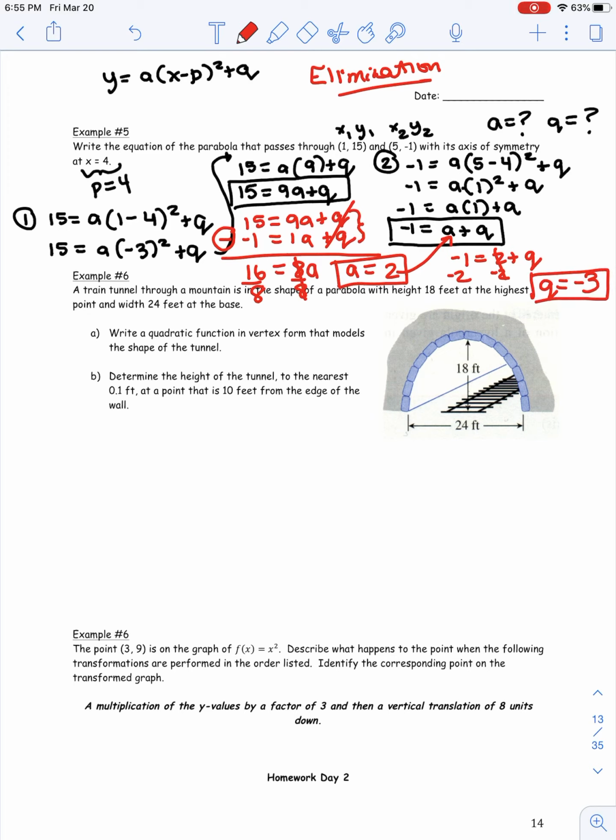Write an equation with an axis of symmetry. We still need to write the equation. So I'm going to switch colors here. And I'm going to write the final equation: y equals, remember our a is 2, times x minus p, which is 4, we were given that, squared, and q is minus 3. So this is the equation that would match that description.